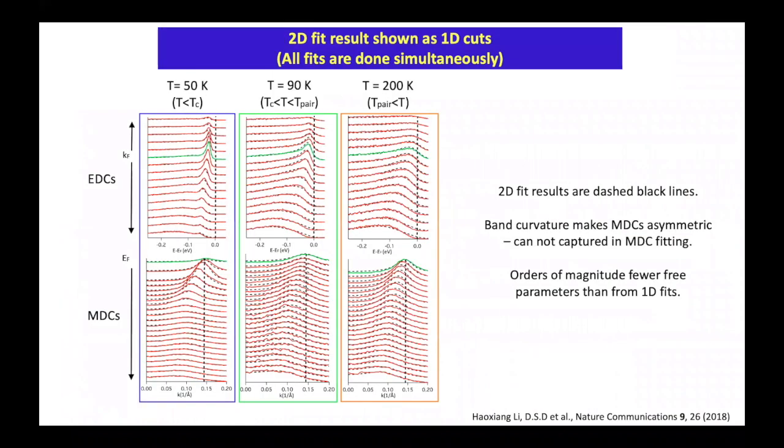Well, those are 2D fits. If I look at 1D lines of EDCs or MDCs, the red is the experimental data, the black are fits. They're not perfect, but they're actually really good. They're better than I could do from a single EDC or MDC because of the asymmetry. If I try to fit this asymmetric thing with a Lorentzian, as I typically do, I have problems. I need to put an artificial background in. That doesn't come here. And I have orders of magnitude fewer free parameters. So we're very happy with how this works.